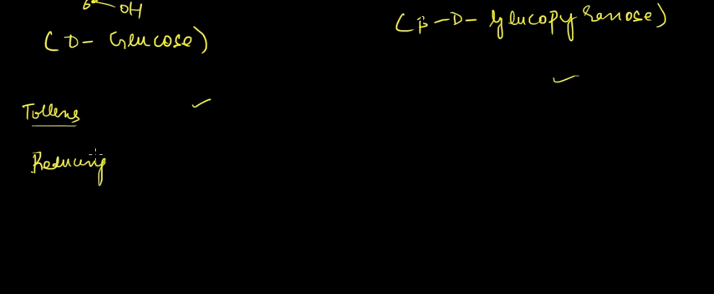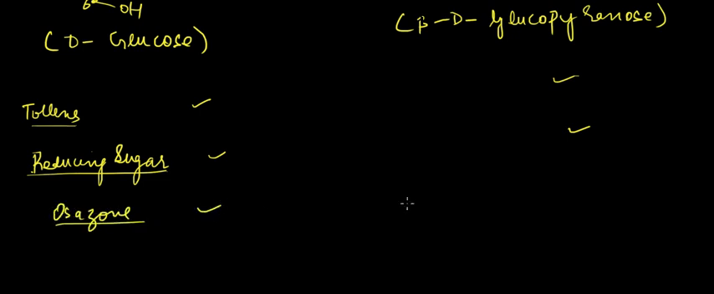So the test for reducing sugar is just similar to Tollens' test. Whatever compounds are giving a positive Tollens' test will obviously give a positive reducing sugar test. Okay, so both will give a positive reducing sugar test. What about osazone formation? If this gives, then it will also give. Why? Because osazone formation takes place in basic medium, in which we'll again get an aldehyde group on both the carbon atoms. Okay, what about mutarotation?